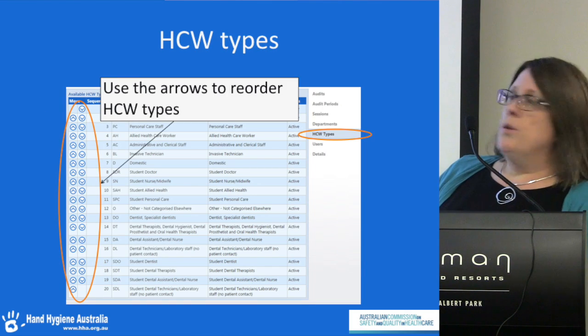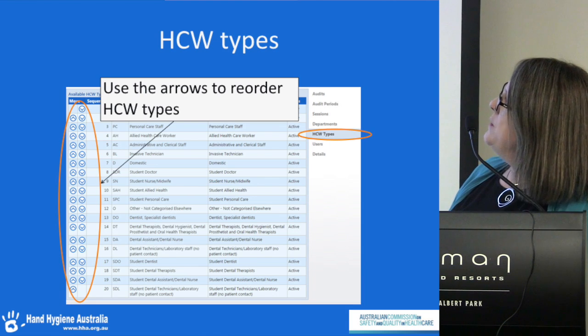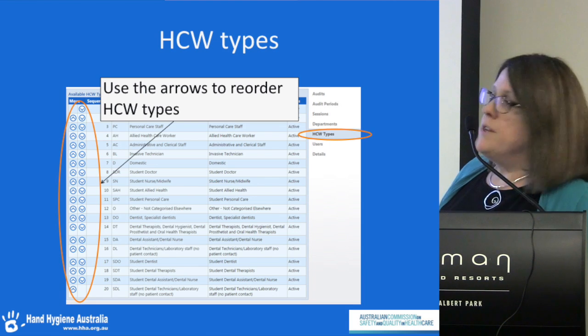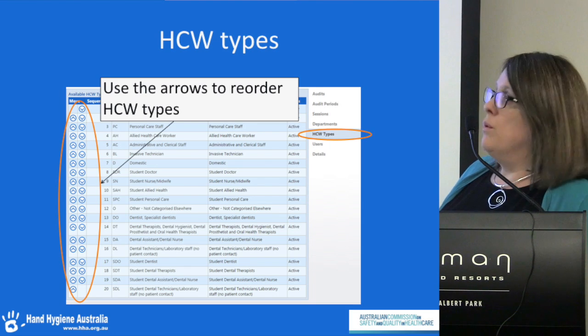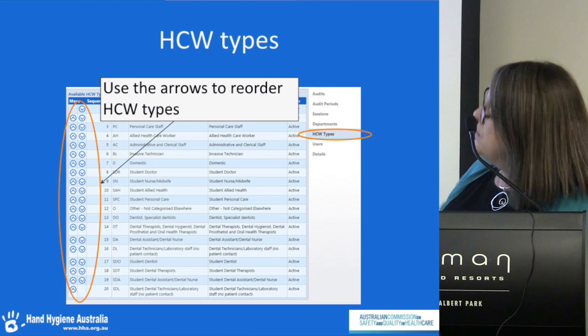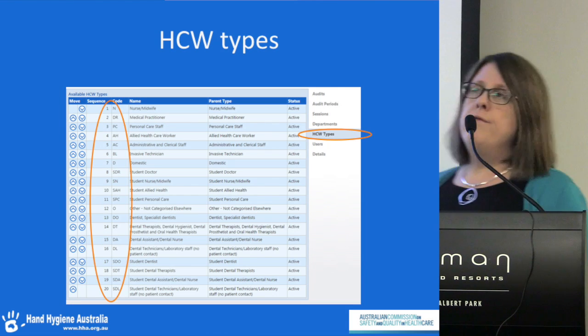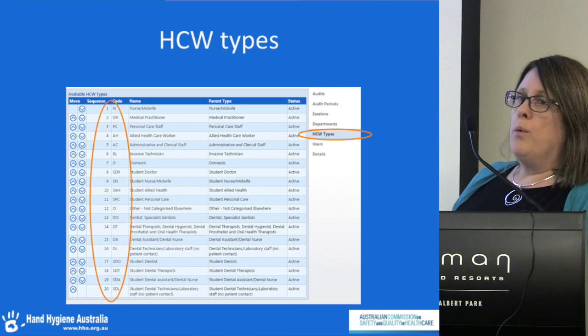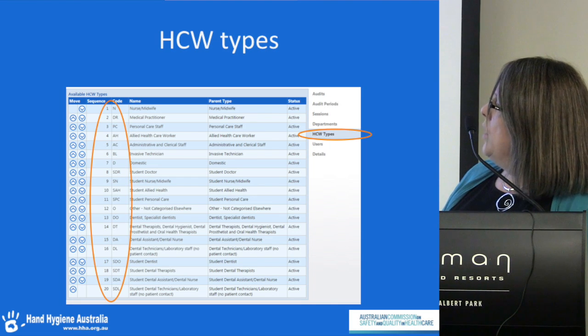Organisation administrators can also manage healthcare worker types, and again, as with the departments, you can reorder those healthcare worker types with the new arrows on the left and have the ones that you think are more frequently used put at the top and the less frequent at the bottom. So we now have 20 healthcare worker types, including the new dental ones, which were added a little while ago.